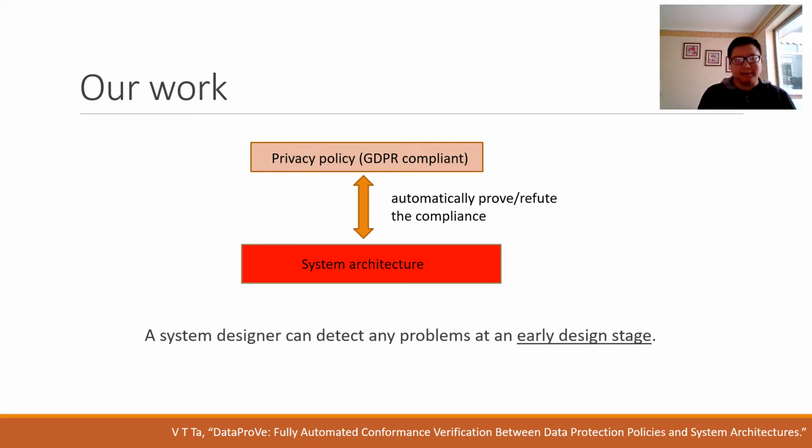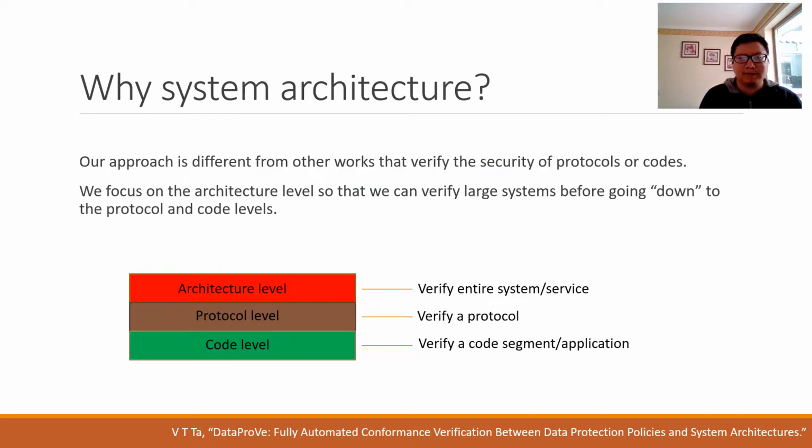However, we also note that our framework can be used for auditing purposes as well, verifying existing architectures and policies after the design phase. We address the architecture level, which is different from other works that verify the security of protocols or codes. Since at the architecture level, we abstract away from the low-level system implementations, such as codes, our framework is suitable for verifying large systems with a high number of components, including third-party applications. I will talk about the formal definition of architectures later.